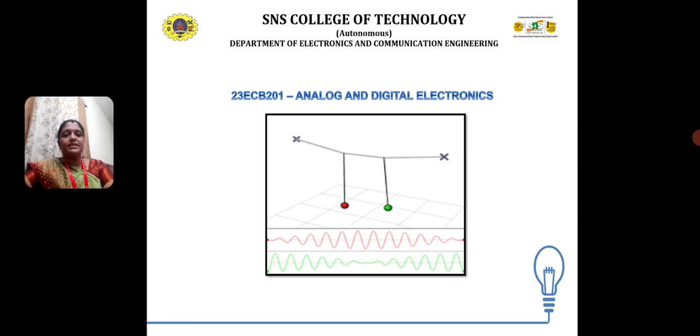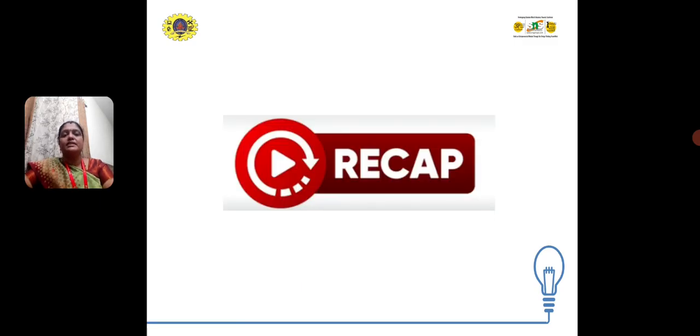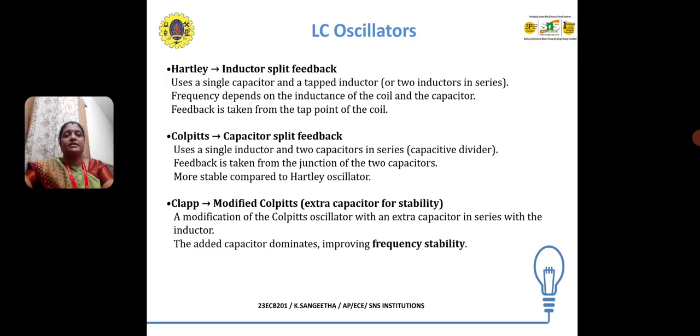So today's topic is LC oscillators, that is Hartley oscillator. Let us have a small recap about the previous video. In the previous video, we discussed the basics of LC oscillator, how it is working, and what components are used. There are two components used, L, that is inductance, and C, the capacitor, and the frequency is 1 by 2 pi root LC. With this, let us discuss LC oscillators.